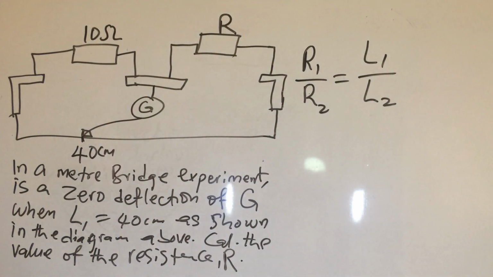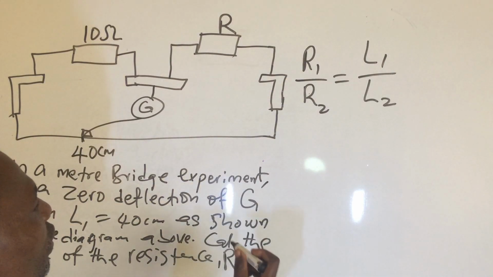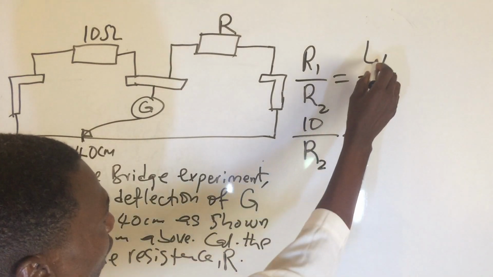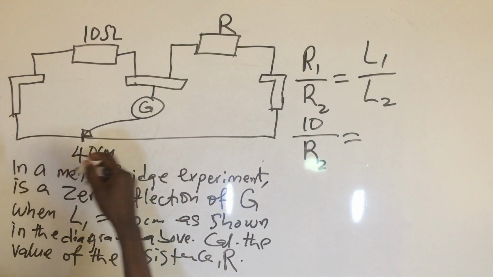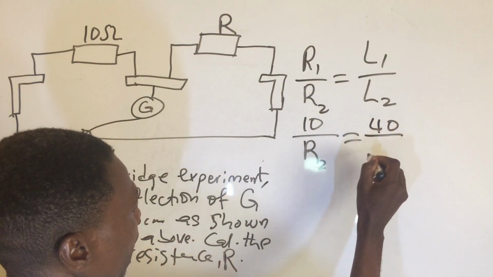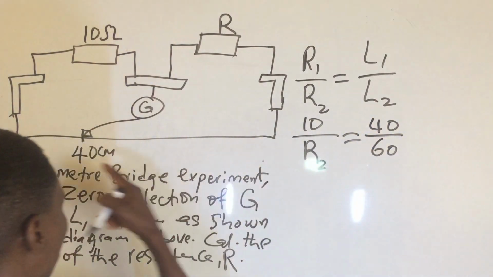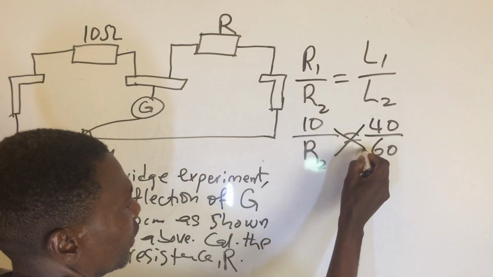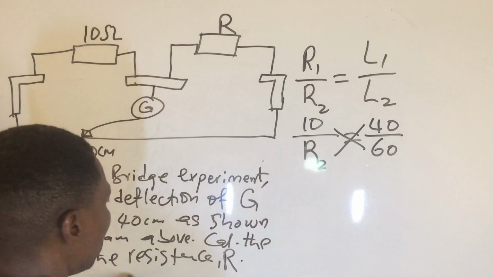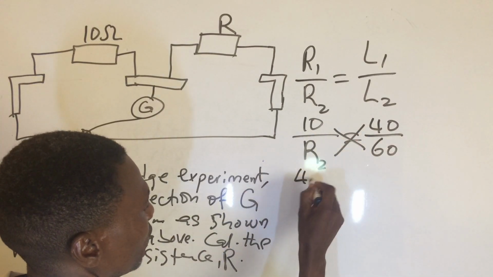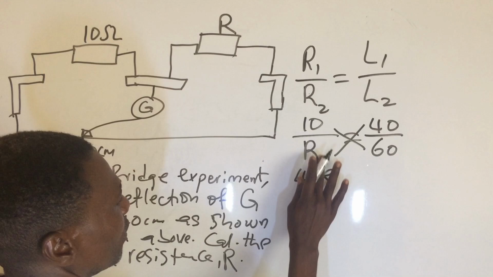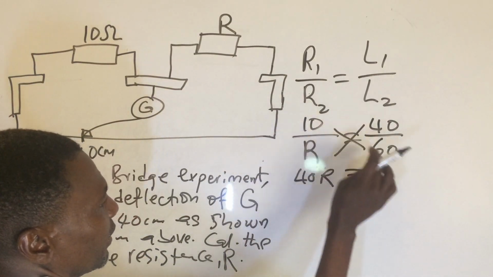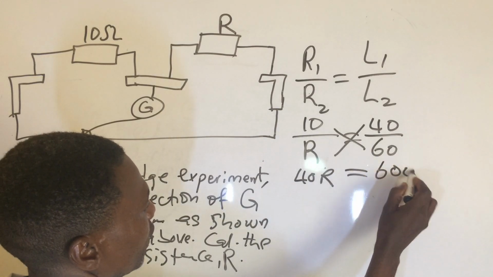So let's fix our values. R1, the first resistor, which is 10, over the one we need, equals length 1, which is 40, over length 2, which is 60, when we subtract 40 from the 100. We now do cross multiplication. The resistance R we are looking for times 40 is 40R, equals 10 times 60, which is 600.